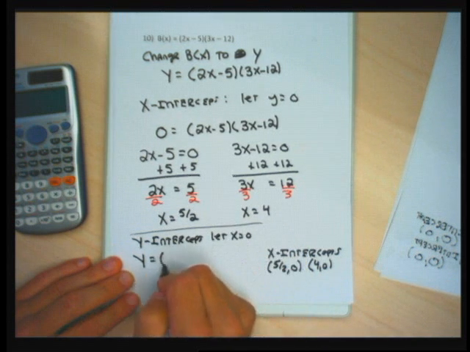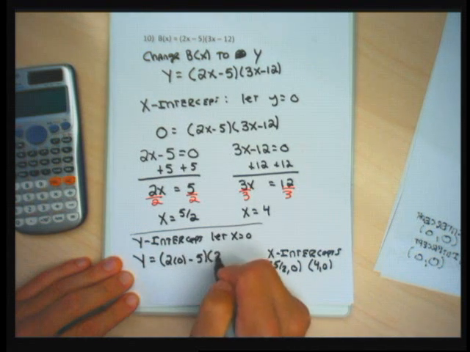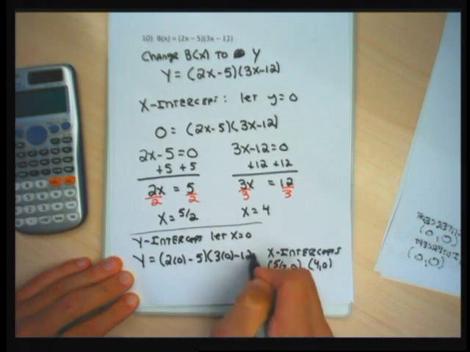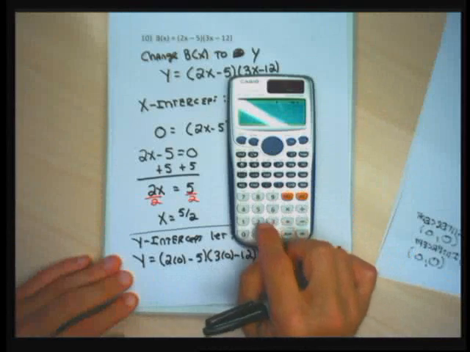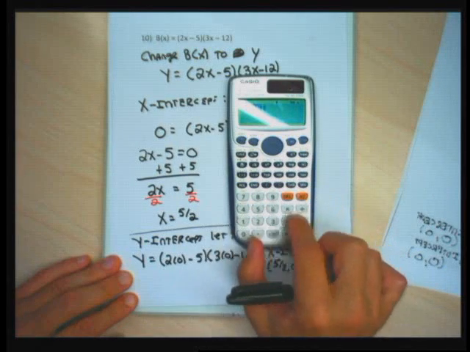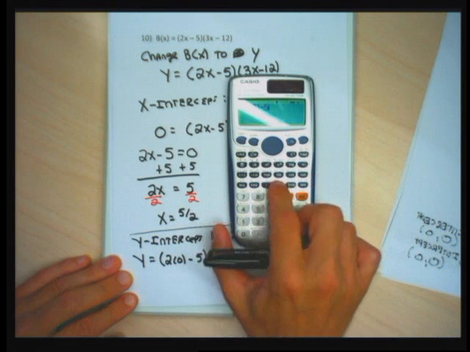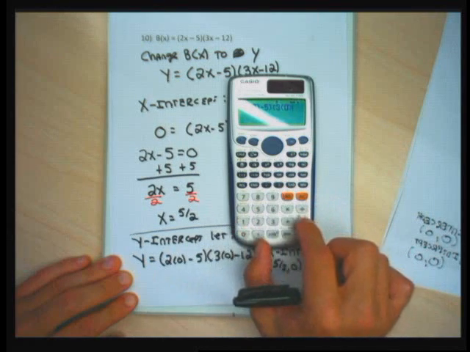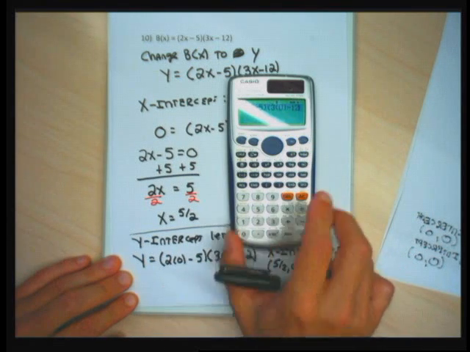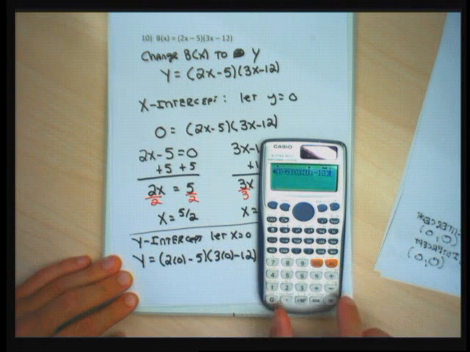I'm going to go y equals 2 times 0 minus 5, and then 3 times 0 minus 12. I'd do that without a calculator, but this calculator is so easy to use. If you used your calculator, it's not going to let you down. So 2 times 0 minus 5 times 3 times 0 minus 12, just tossing everything in the parentheses like they need to be. And when I hit enter, my calculator tells me the y-intercept should be 60.